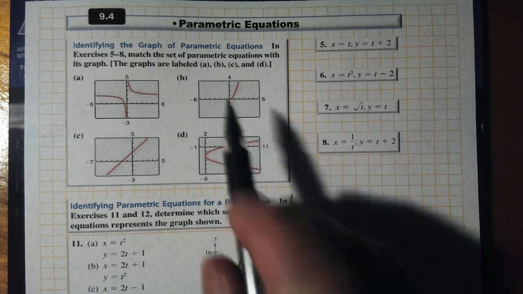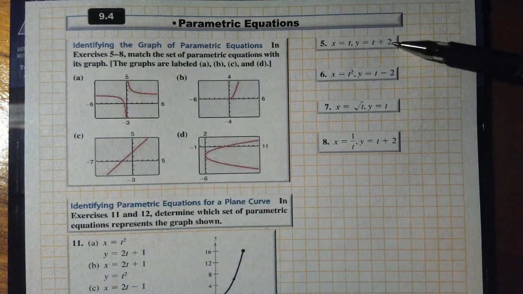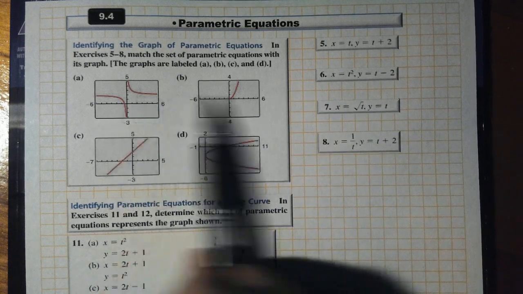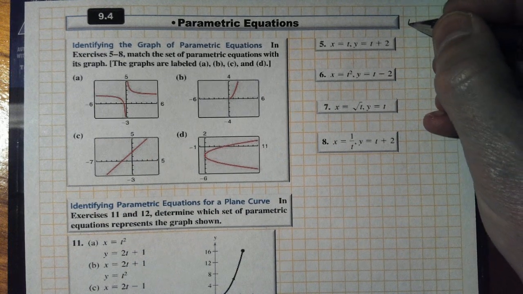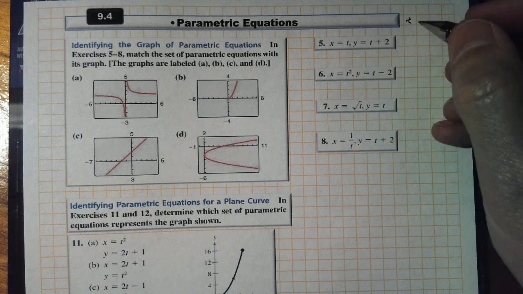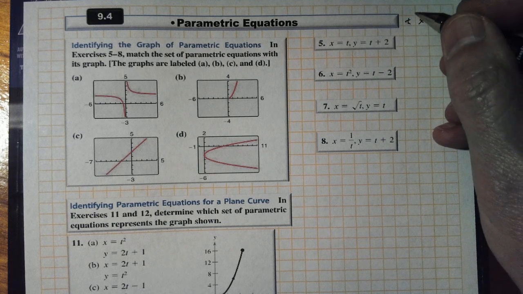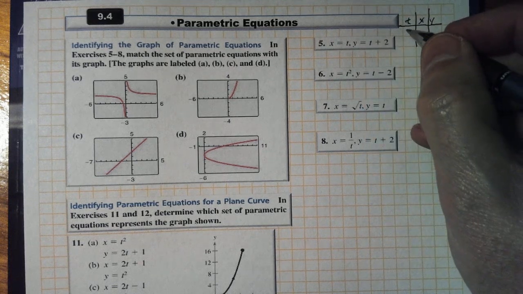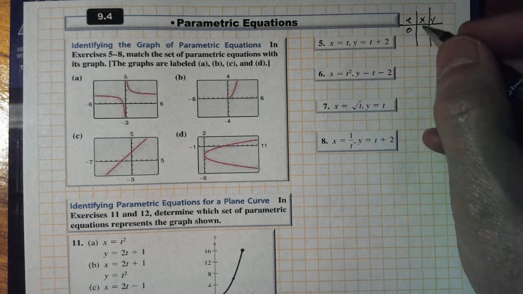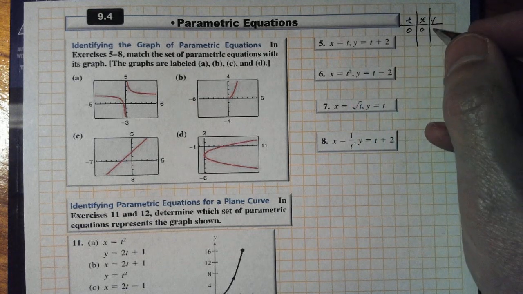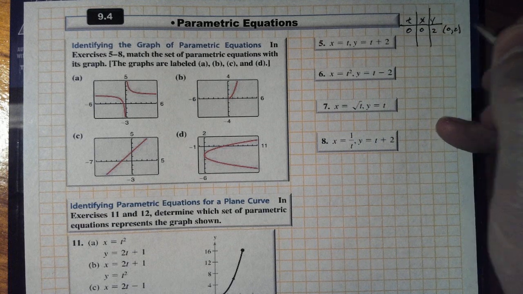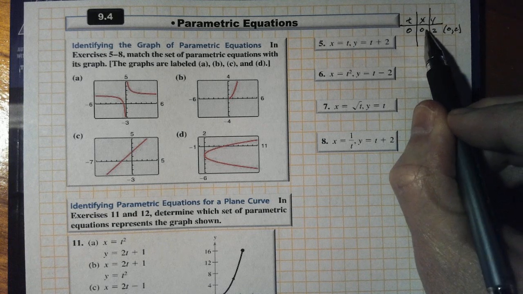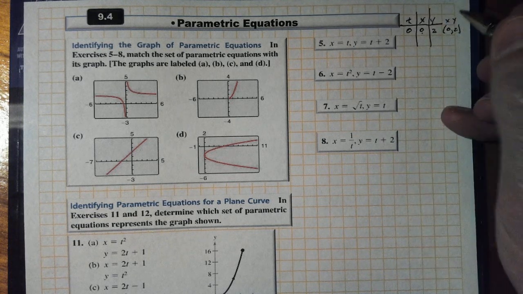And here we go. As often happens in sections with new types of functions, we're given some functions and we're asked to match them with the graph. So what I might be tempted to do here is create a little chart, choose a value for t and determine what x and y are. Usually a good idea to choose 0 for t. If t is 0, that makes x 0, that makes y 0 plus 2, 2, so we have the ordered pair (0, 2). Important right here: not (0, 2), but (0, 2). This should be an (x, y).